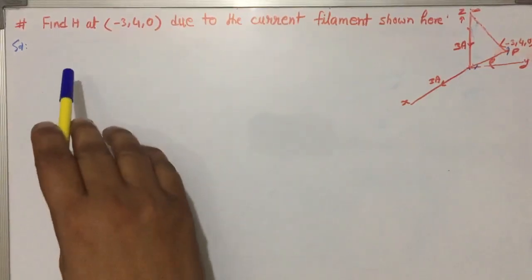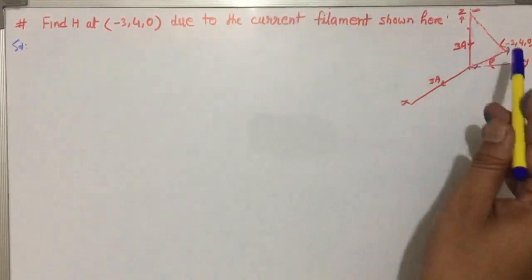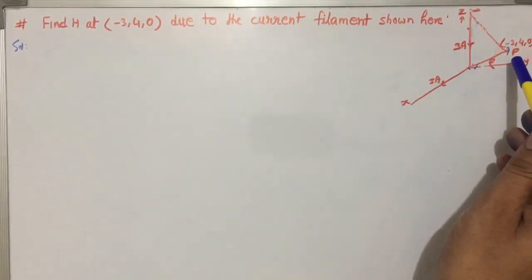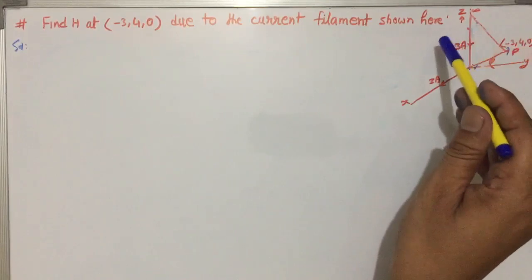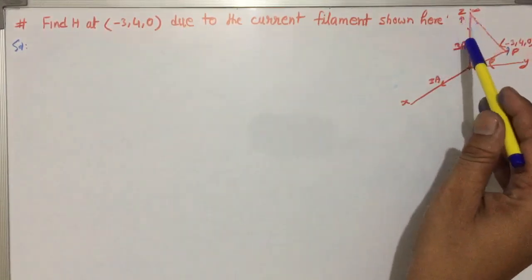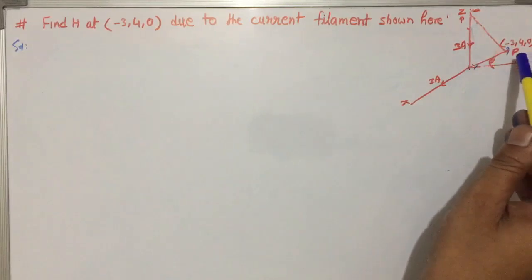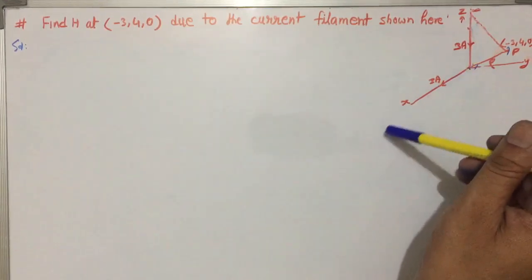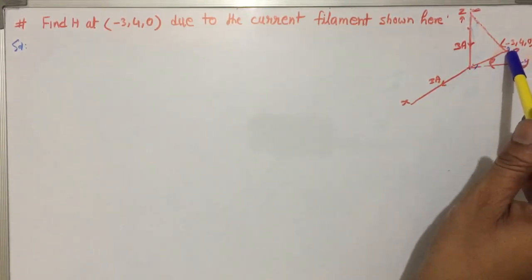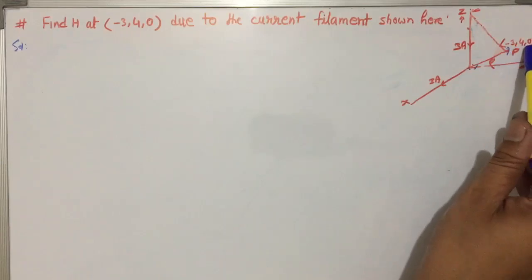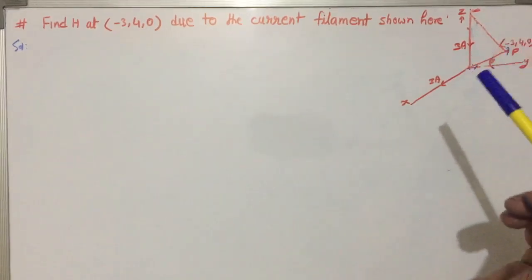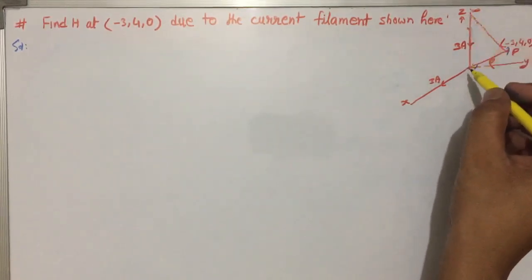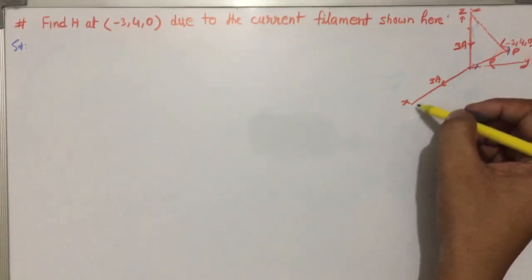Now let us solve an example: find H at this point due to the current carrying conductor shown here. The parameters of the problem are given here. The current is of 3 ampere magnitude, flowing from infinity and following this path. The point of interest is P, located here in the xy plane, confirmed by the z coordinate 0. So we have to find the magnetic field intensity for this system from this part of the line current and this part of the line current.